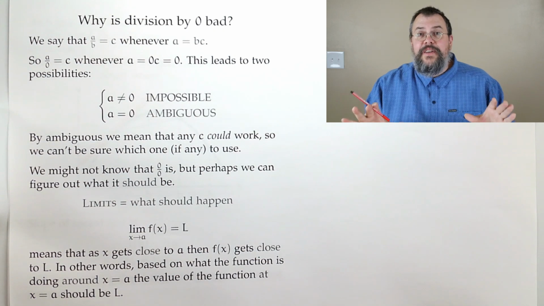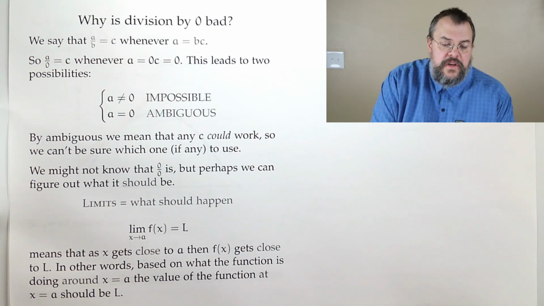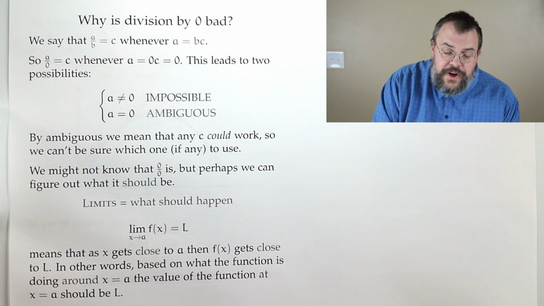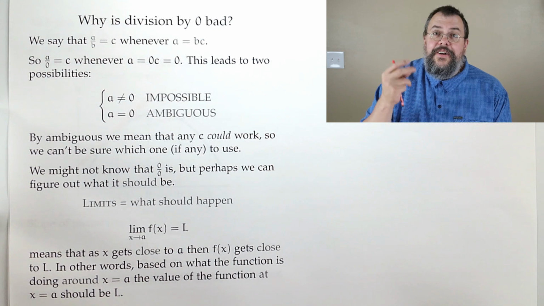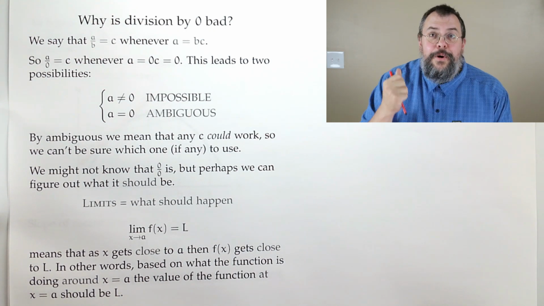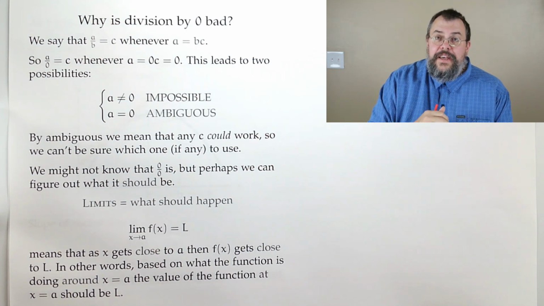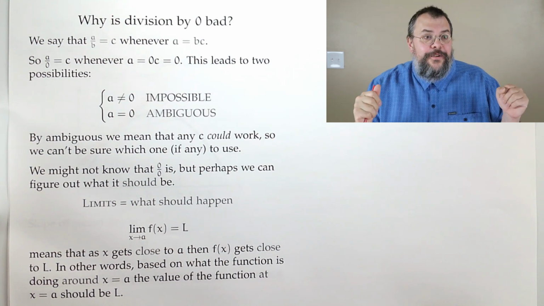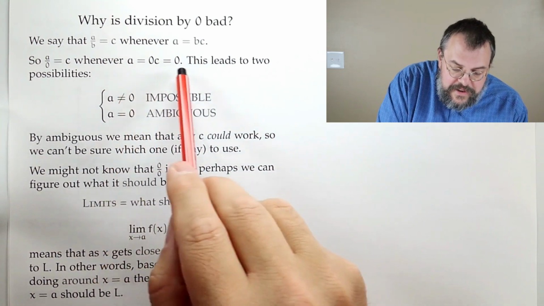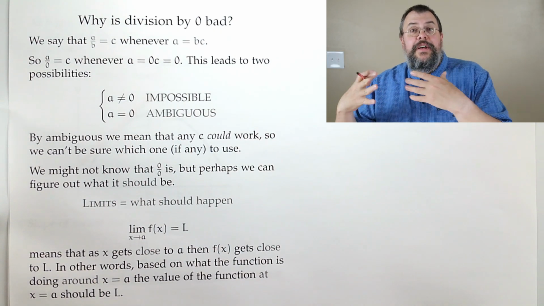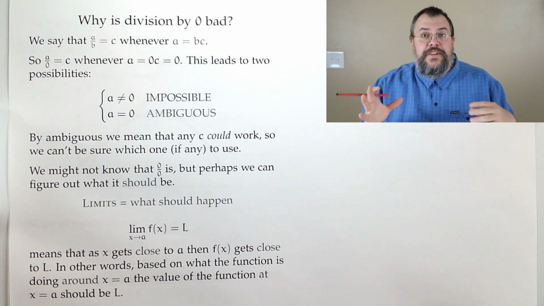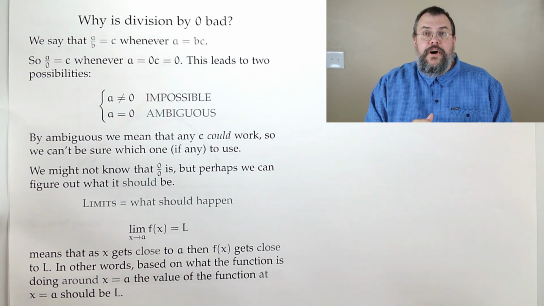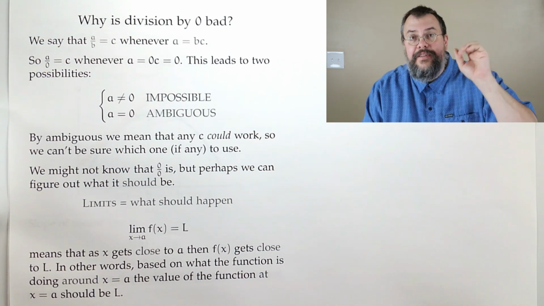So now let's divide by 0. I'm going to have something over 0. So A over 0 equals C. Well, that means A equals 0 times C, which is 0. Now, there are two possible outcomes. One outcome is if A is not 0. Why is that bad? Because this says A has to equal 0, so A can't both not be 0 and be 0 at the same time. It's an impossible situation. You have to pick a side. So that's why division by 0 is bad if the numerator is not 0.